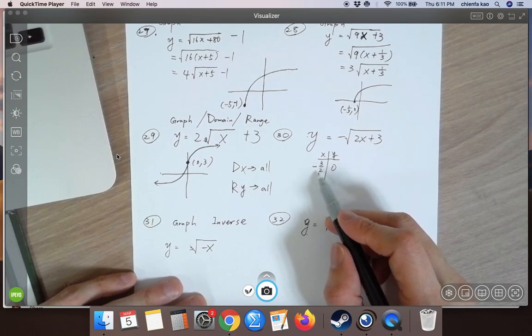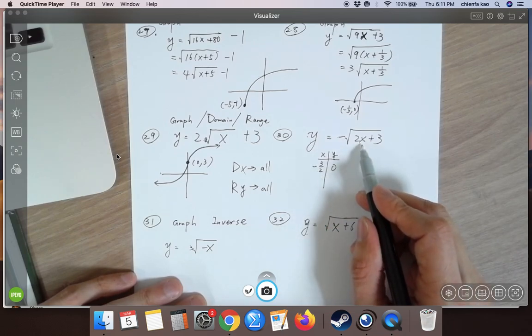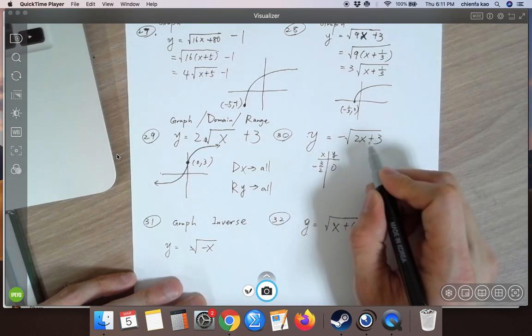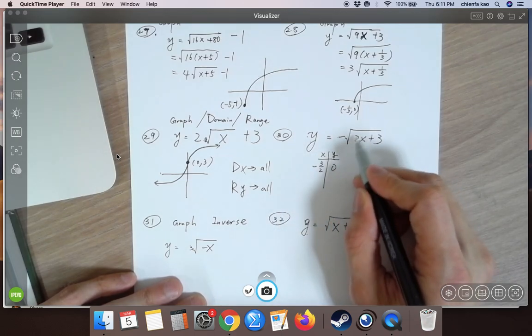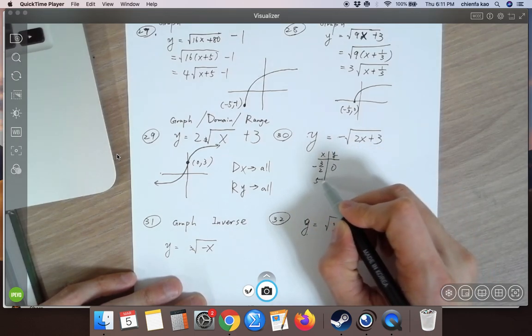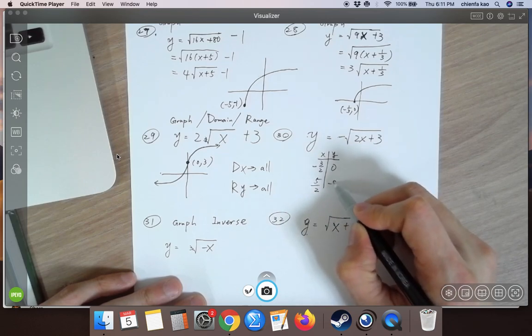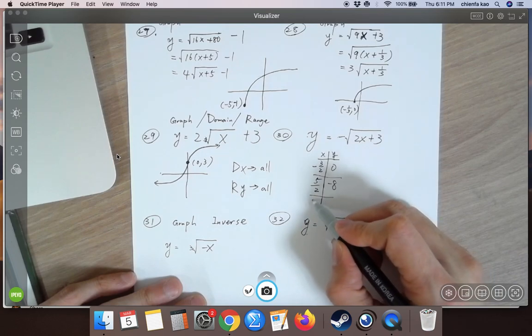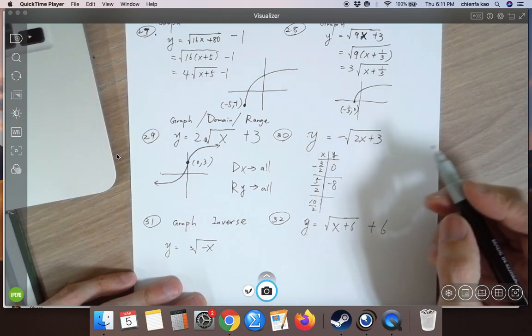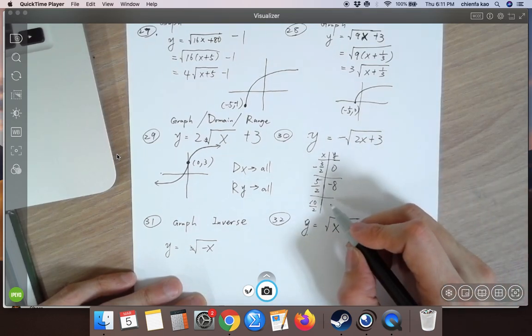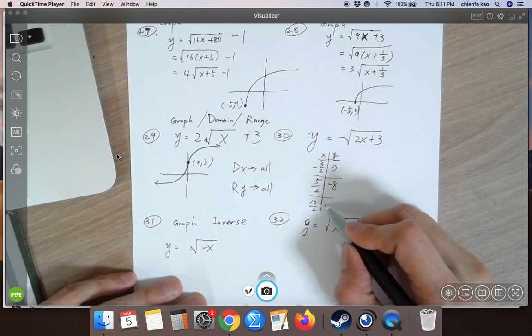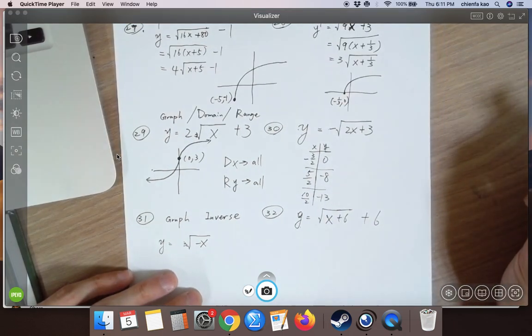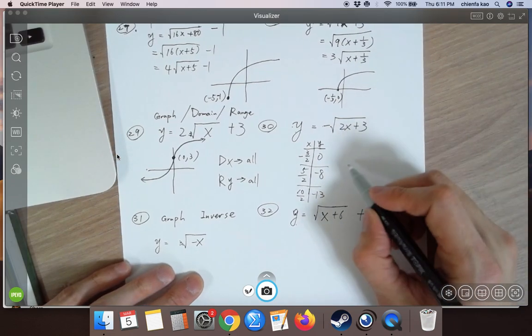Okay, so now let's try to put in anything over 2, so you can cancel out the 2. So for example, let's do 5 over 2, you get negative 8. And then let's put in 10 over 2, you get negative 13. Okay, all right, now you can graph it.